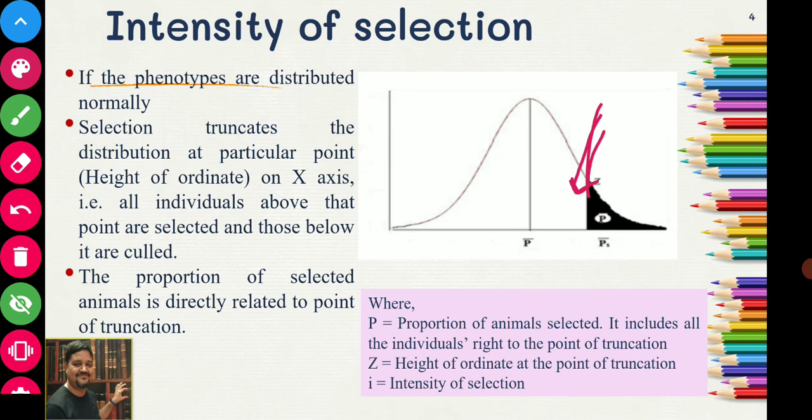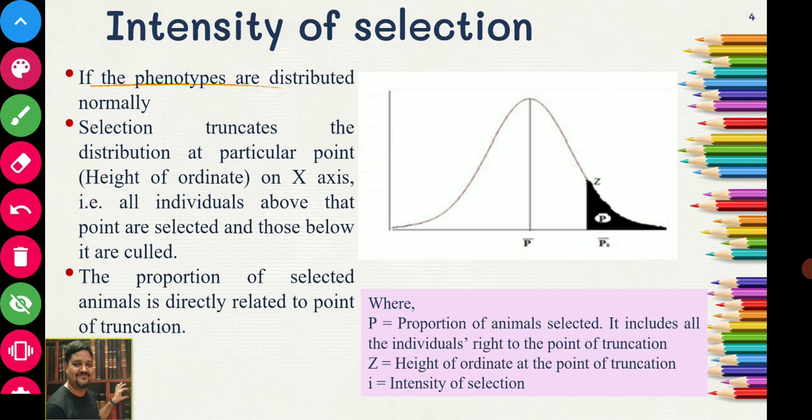Now I will read this. If the phenotypes are distributed normally, selection truncates the distribution at a particular point, that is the height of ordinate. This is the height of ordinate, and this is called the point of truncation on the x-axis. All individuals above that point are selected and those below are culled. The proportion of selected animals is directly related to the point of truncation. If the point of truncation is here, this much will be the proportion of individuals. So the proportion of individuals will depend on the point of truncation.